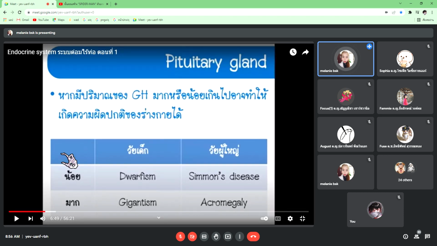There are syndromes that occur, such as Simmonds' disease. We have dwarfism and gigantism.